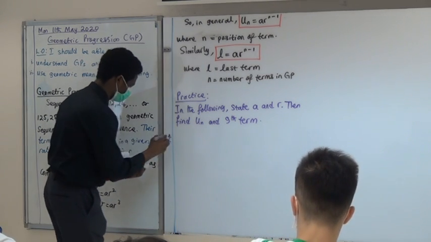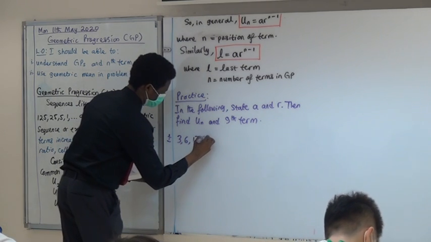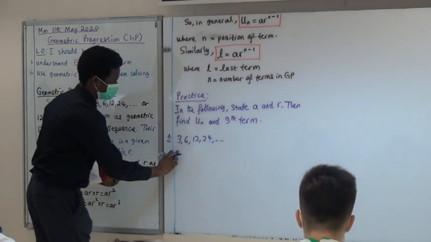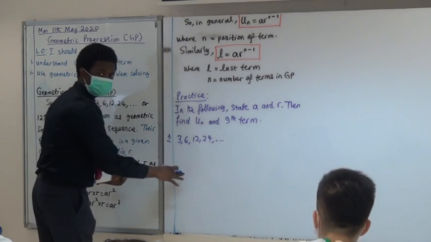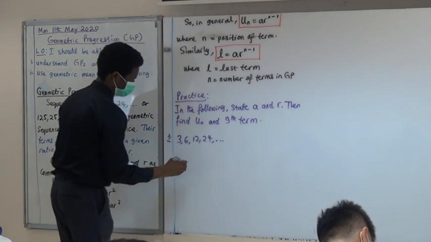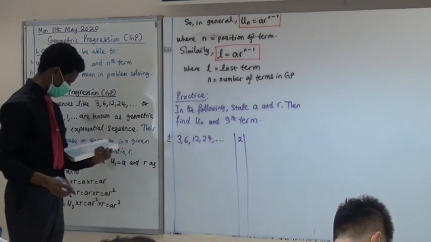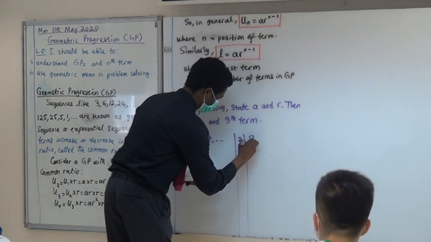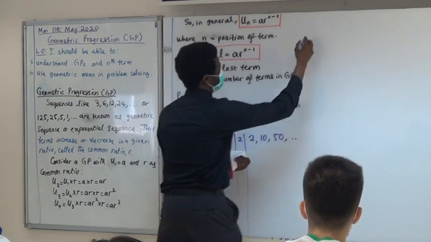So let's try it. This is 3, 6, 12, 24. Take it one by one. Don't copy all the questions. For this one, a is equal to what? r is equal to 2. Un is equal to what? U9 is equal to what? Work it out before you move to the next one. If you're not sure what you did, we'll take the correction together. Just make an attempt first.